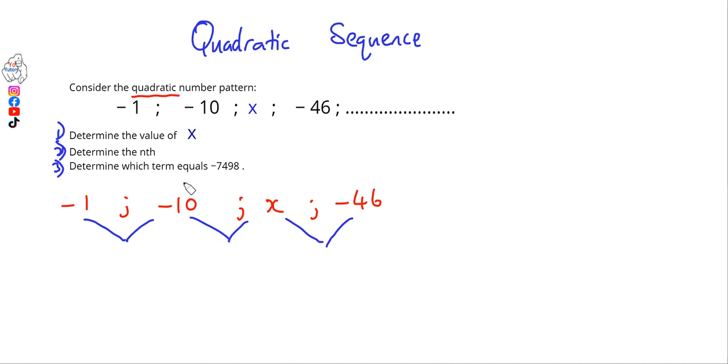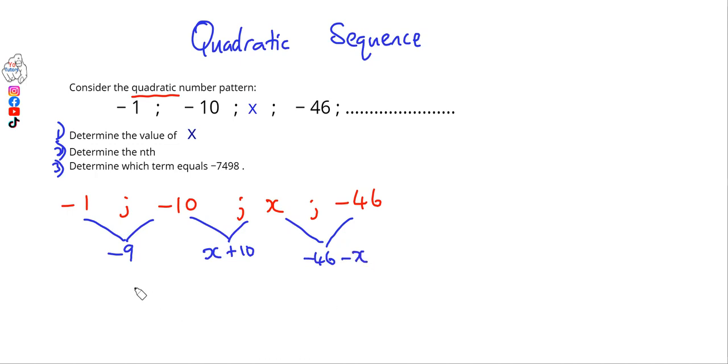What do we know now? Negative 10 minus 1. It's going to be minus, it's going to be plus 1. It's going to give us negative 9. Then here, we're going to say x minus negative 10, minus is going to give us plus. It's going to be x plus 10. Then here is going to be negative 46 minus x. That's what we have.